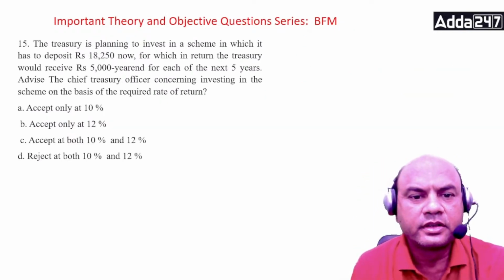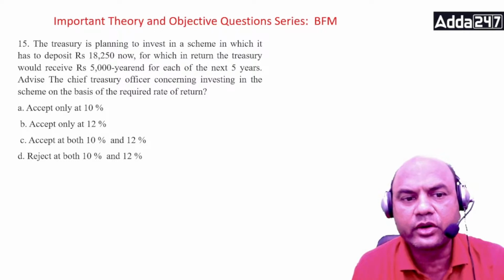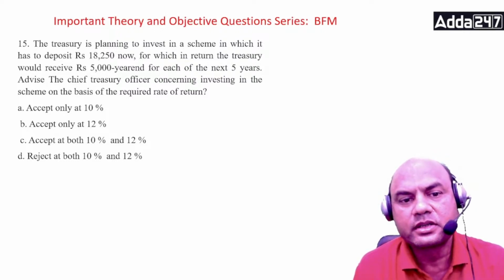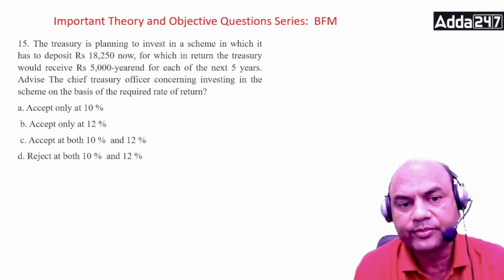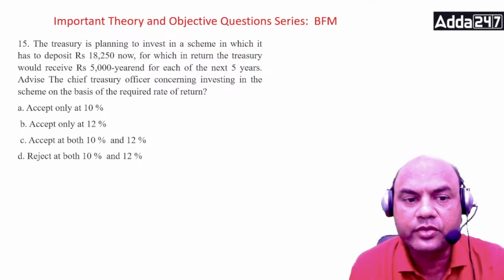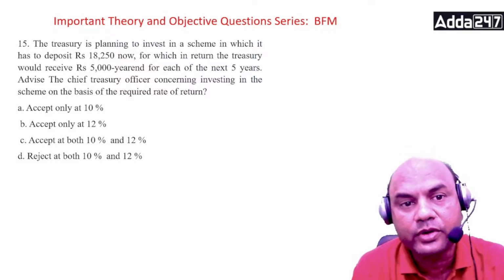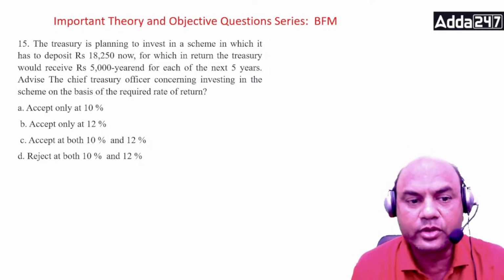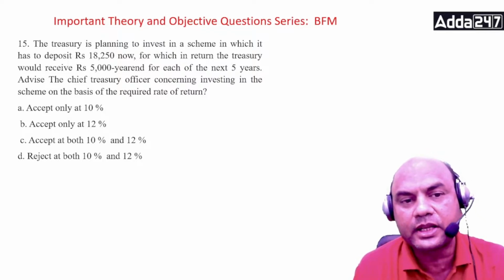Next one. The treasury is planning to invest in a scheme in which it has to deposit 18,250 now, for which in return the treasury would get rupees 5,000 at year end for each year of the next 5 years. Now advise the chief treasury officer concerning investing in the scheme on the basis of required rate of return. Basically you have to advise this treasury guy whether you should accept this or not, and at what rate of interest you accept it. So: accept only at 10%, accept only at 12%, accept at both 10 and 12%, reject at both 10 and 12%.